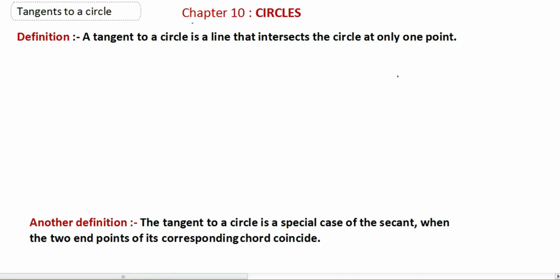Good morning, students. We are going to start the new chapter number 10, which is circles. We have already done what a circle is. I am giving you a little introduction about the circle first. So what is a circle?